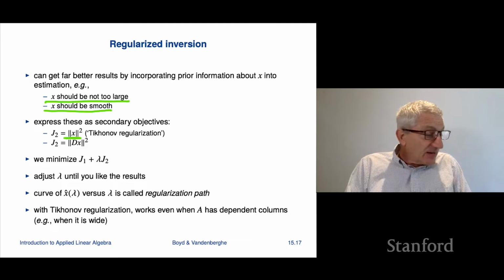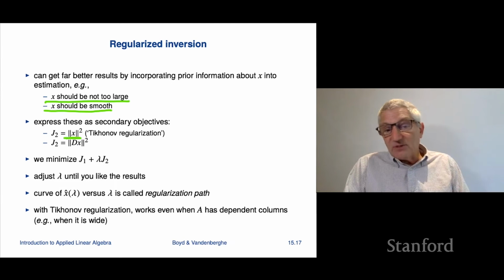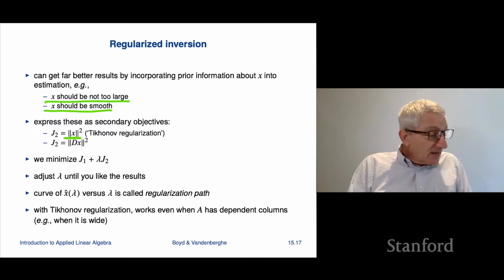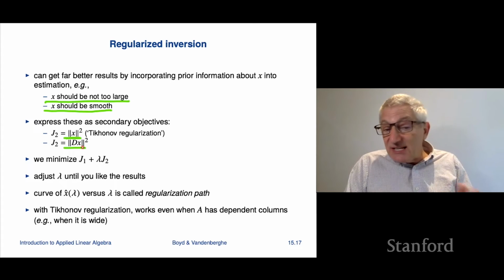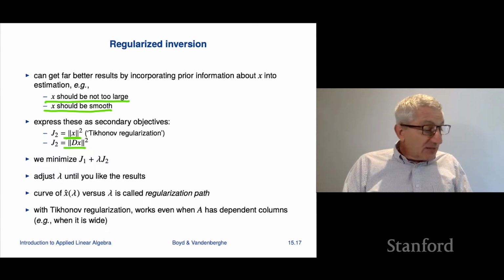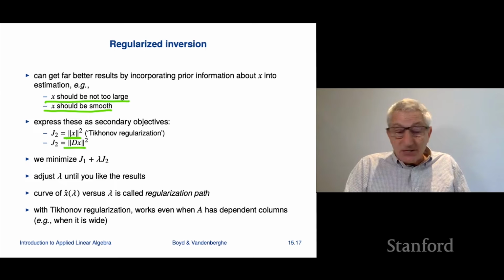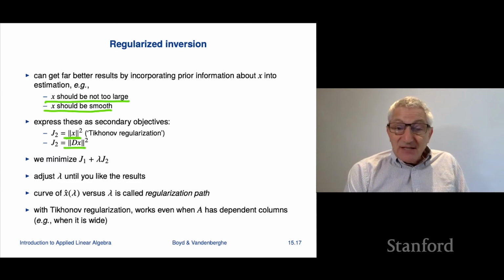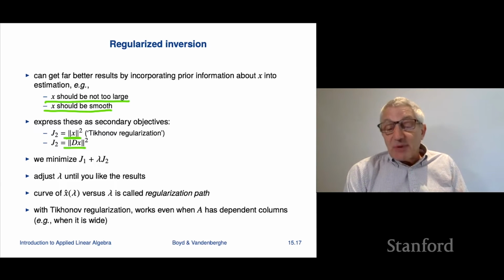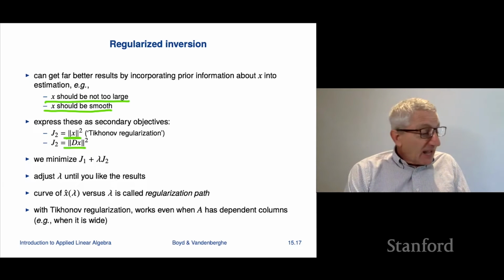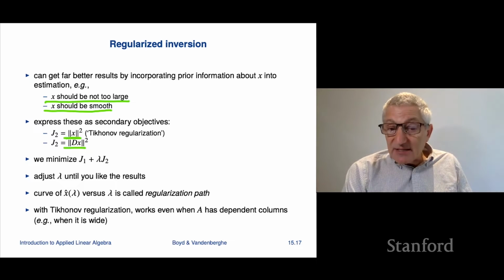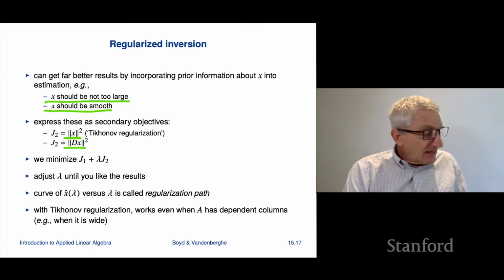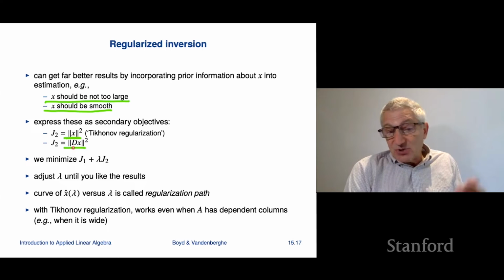It's called Tikhonov regularization. That's named for the Russian mathematician Tikhonov. Another one would be J2 equals the norm of dx, where D is some kind of difference operator. For example, if x is a time series that you're trying to guess, dx is the difference matrix, so dx is the differences, and it says you would like to guess an x which is smoothly varying.